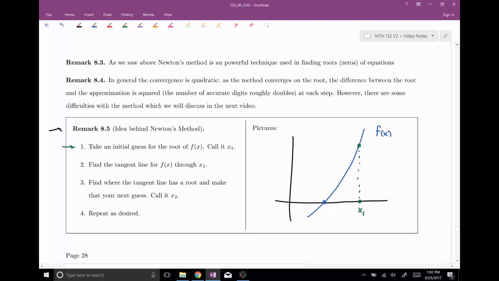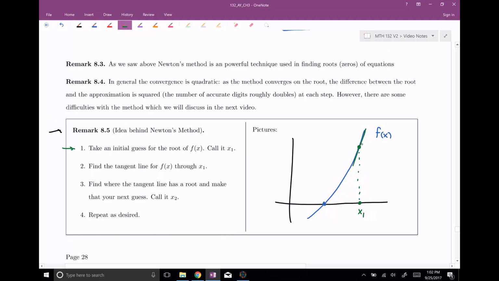So I'm going to sketch the tangent line here. There we are. And the claim is, well, it's a line, so we can figure out where it crosses the x-axis. That is where it has height 0, or y equals 0. And wherever it crosses that x-axis, this becomes our second guess. And notice that this is now getting closer to this actual 0 over here. So this is our second guess. Call that x2.